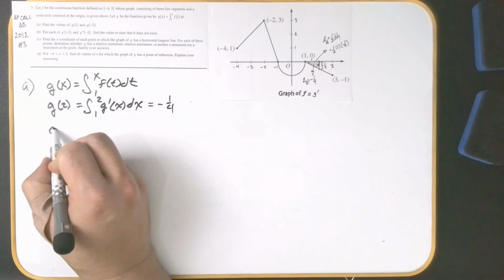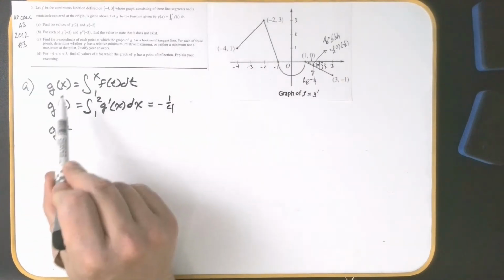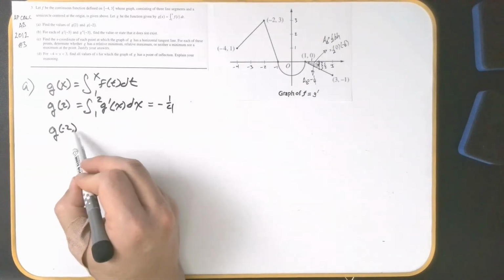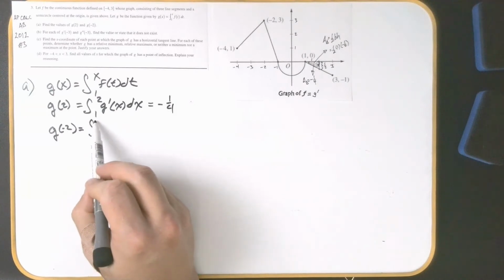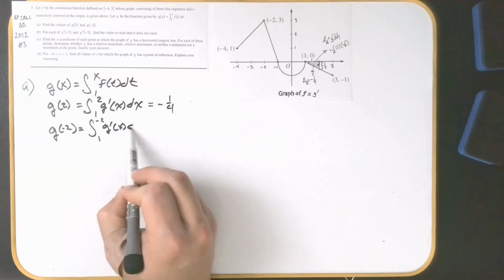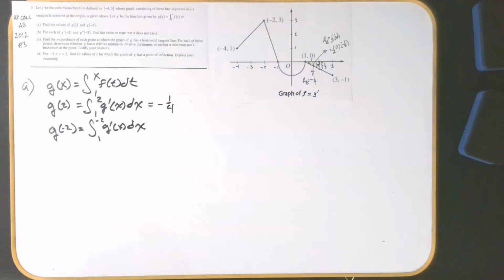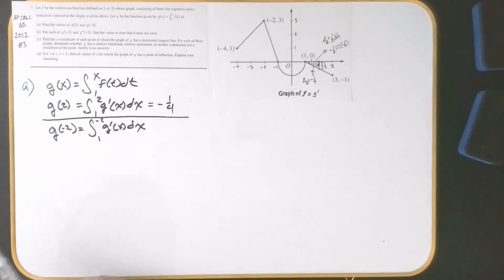Next one, they want to know what is g of negative 2. Well, since we've already discussed why this little one is slightly different than a typical fundamental theorem, g of negative 2 is just defined the same way. We have to go from 1 to negative 2 of g prime of x dx. Okay? Now, the first thing you need to notice on this one, I'm going to draw a little line just to separate these two questions.